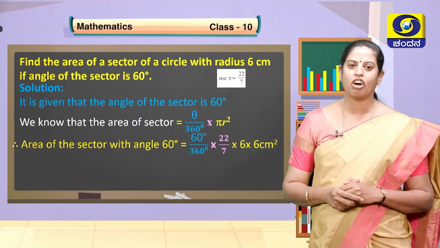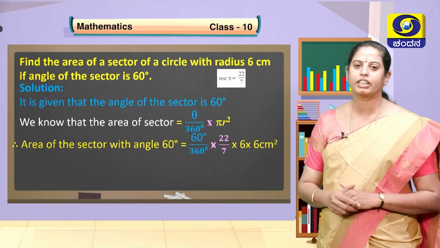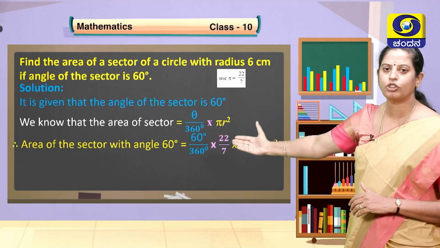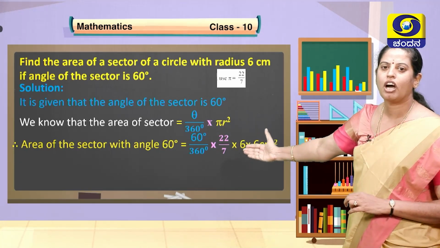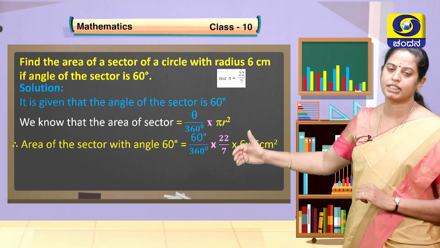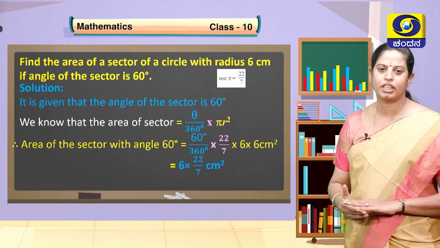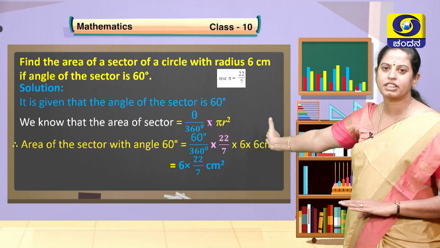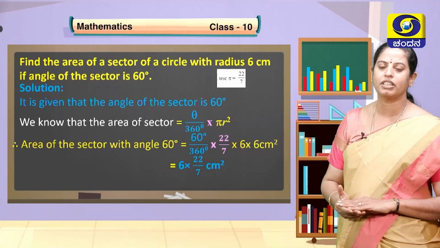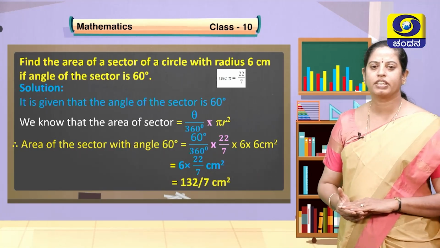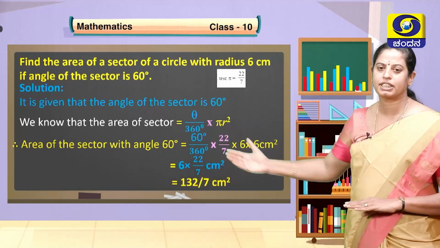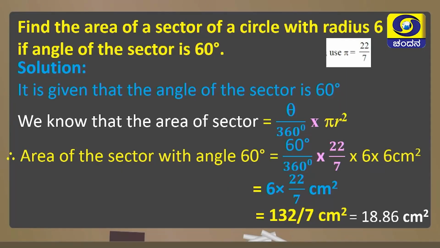Substituting the value of pi and r in the problem, we are going to get 60 by 360 degree into 22 by 7, that is the value of pi, into r square, which means 6 into 6. On simplification, we get 6 into 22 by 7 centimeter square, because 6 sixes are 36, 6 into 6 cancels with 360 and we are left with 6 into 22 by 7. Again, when this is simplified, when 22 and 6 are multiplied, we get 132 by 7. So, on simplification we are getting 18.86 centimeter square, or approximately 18.9 centimeter square.